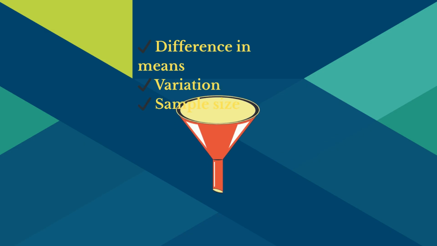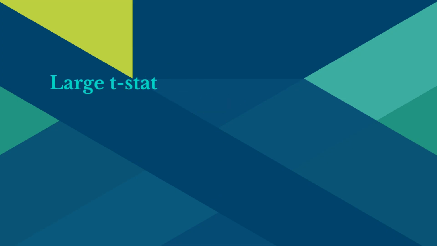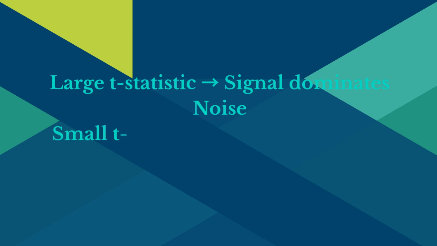Using these three pieces, the t-test calculates something called the t-statistic. This number tells us how large the difference is relative to noise in the data. A large t-statistic means the difference is unlikely to be random. A small t-statistic means the difference could easily be due to chance.